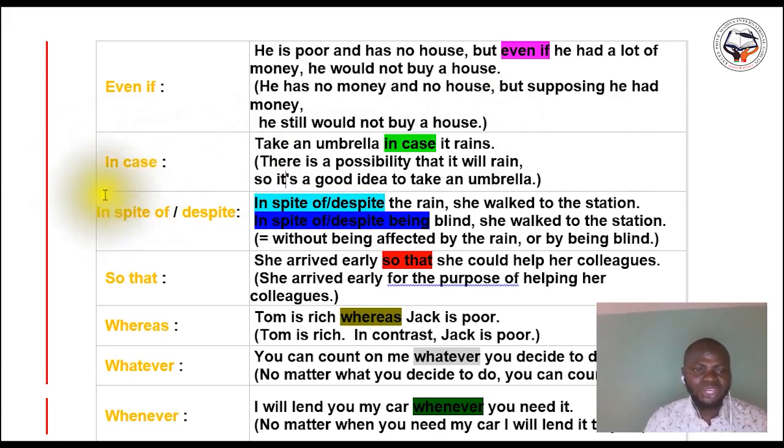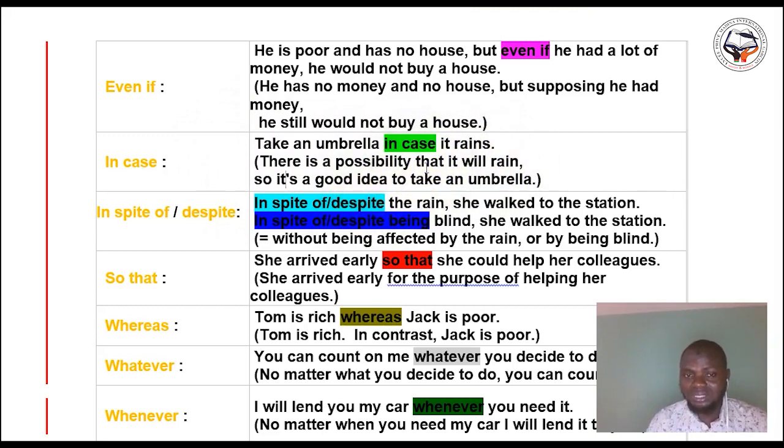Here we have in case. Take an umbrella in case it rains. Here it means that there is a possibility that it will rain. This is why you must take the umbrella.